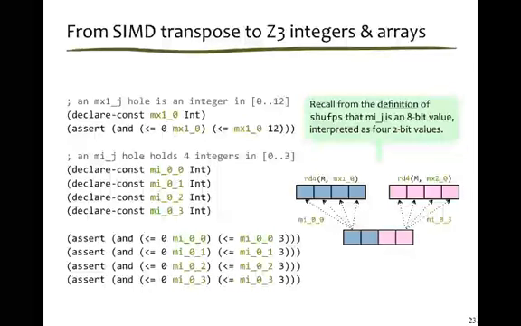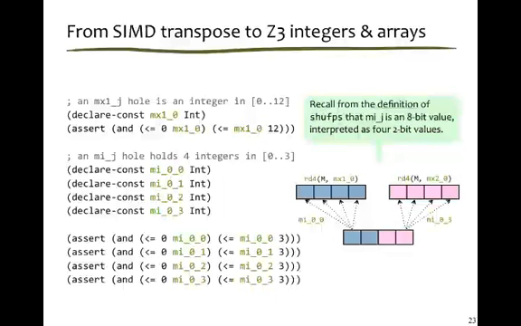And here's the answer, right? This Mi controls the selection from the read into this output array, and it is a 2-bit value. Therefore, it is in this range. So we introduce 4 variables for each, and we constrain it appropriately. Everybody happy with that?